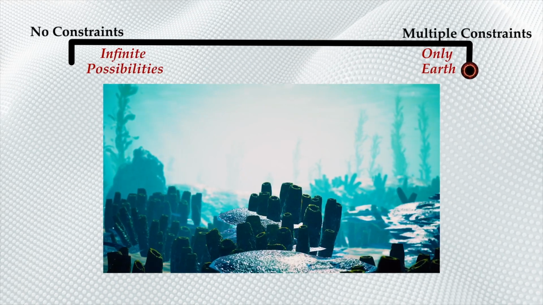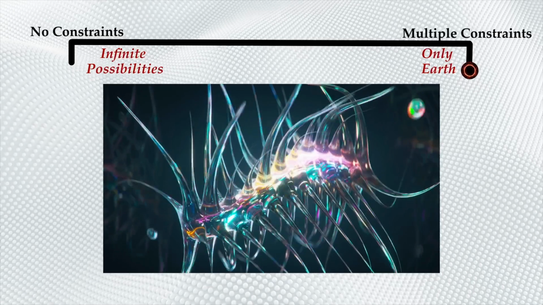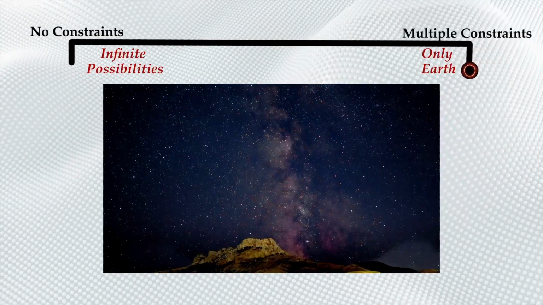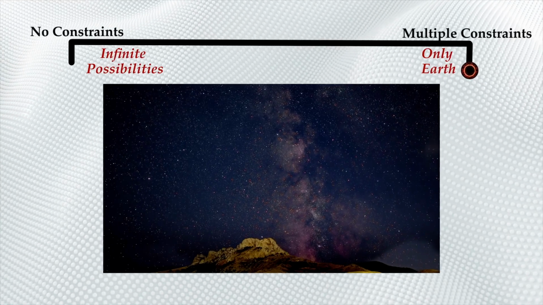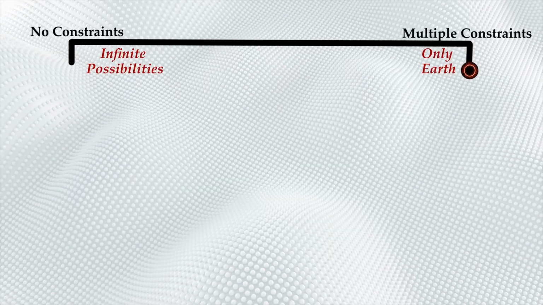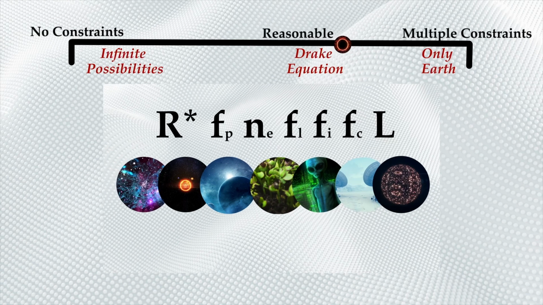This is also known as the rare Earth hypothesis, which says complex extraterrestrial life is an improbable phenomenon and likely to be rare throughout the universe as a whole. Life on Earth might be the only lucky accident. The Drake equation lies somewhere in the middle of the 2 extremities, with its reasonable assumptions.